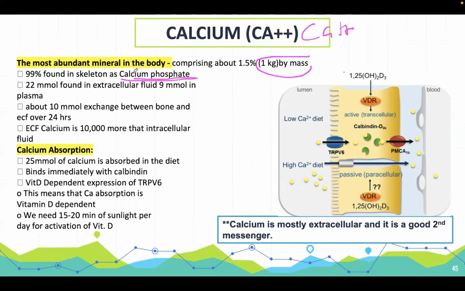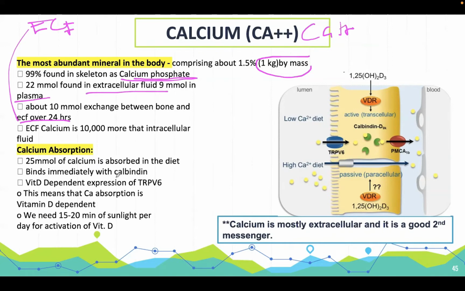Okay, meron naman tayong amount na 22 millimoles found in extracellular fluid and 9 millimoles in your plasma. Next is about 10 millimoles exchanged between bone and the ECF over 24 hours. ECF, your extracellular fluid po yung tawag dyan. Your extracellular fluid calcium is 10,000 times more than your intracellular fluid. So for the absorption of your calcium, 25 millimoles of calcium is absorbed from the diet.